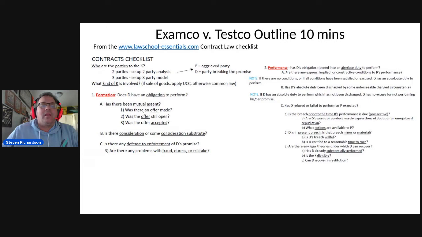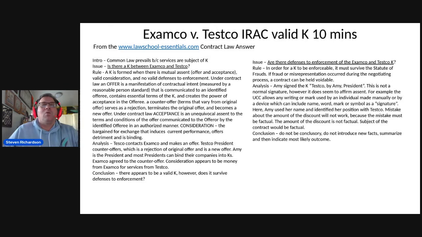And then moving on to the breach. This is an anticipatory breach, and is it material? Yes, it's material because Tesco is not wanting to perform anything. It's kind of assumed that they haven't gone into business yet. They haven't done any performance yet. From the fact pattern, it doesn't say that they performed. Okay, so let's move on to how the IRAC would look.